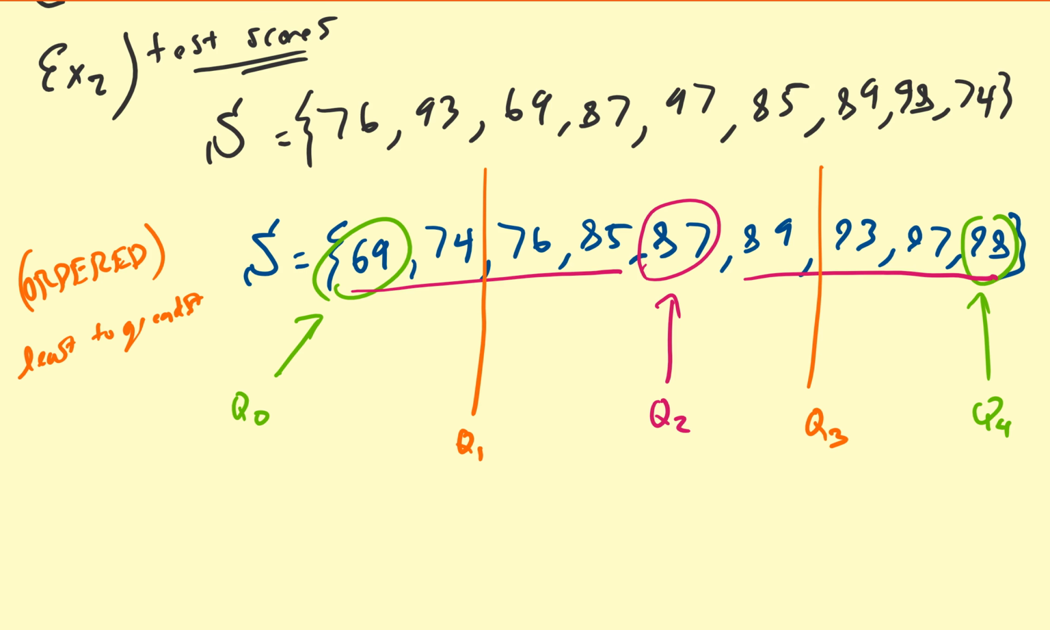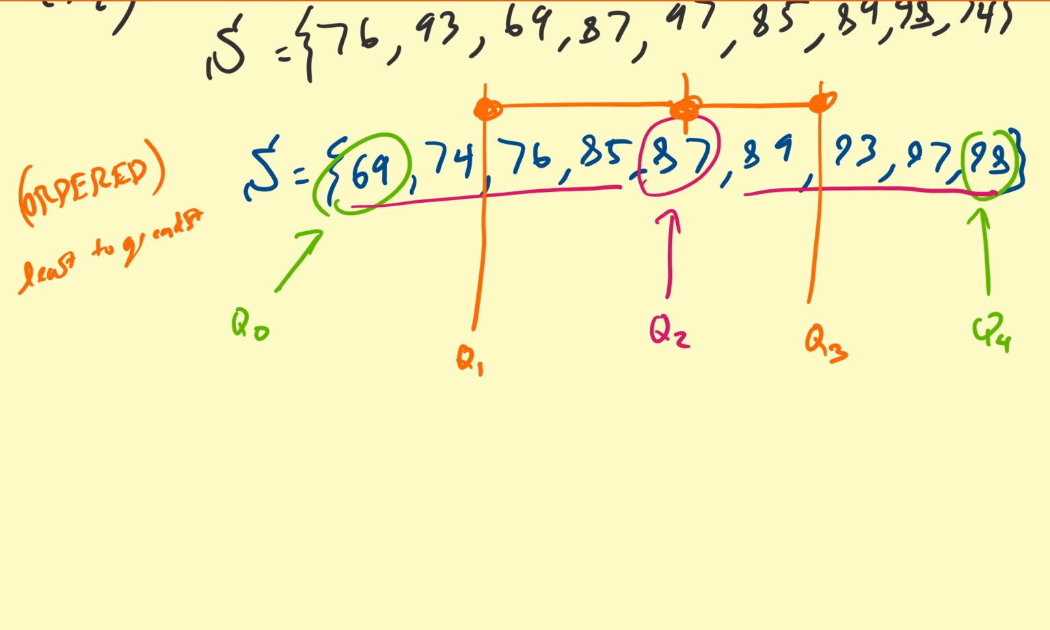Notice that 87 belongs both in this quarter and this quarter as well, which is why in the previous definition we included the boundaries to be equal to the partitions. So Q1 is going to be the average of 74 and 76, which is 75, and Q3 is going to be the average of 89 and 93, which comes out to 91.